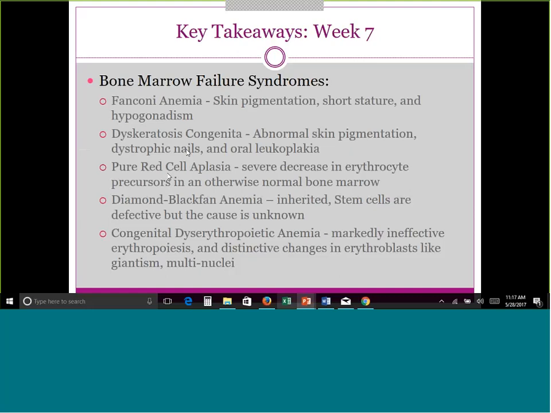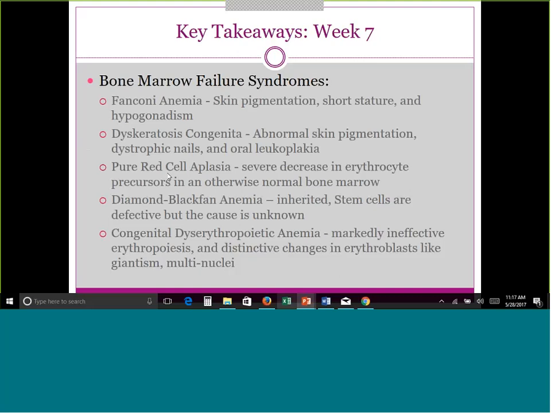Pure red cell aplasia, as the name sounds, is only involving the red cell line, so it's a severe decrease in the erythrocyte precursors. Otherwise, the rest of the bone marrow is normal. Diamond-Blackfan is an inherited form of pure red cell aplasia. So stem cells are defective, but the cause is unknown. It is inherited, though.